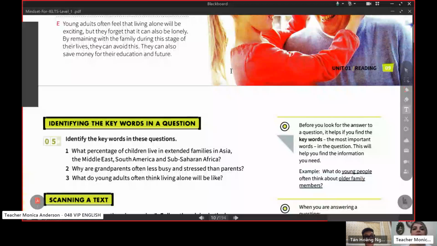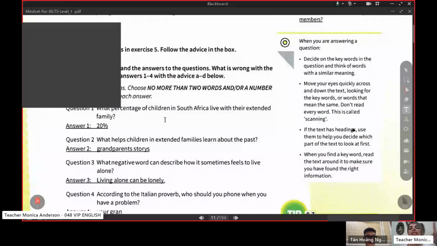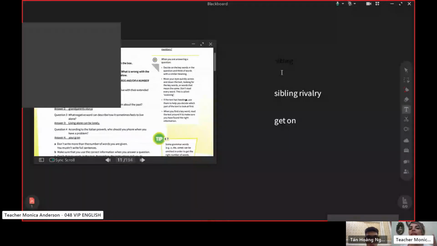The first thing about reading that you need to know is the ways that you can read. The first is skim, and the second one is scan. So we have two methods to read a text to answer the questions. Skimming, scanning. But what's the difference between these two?